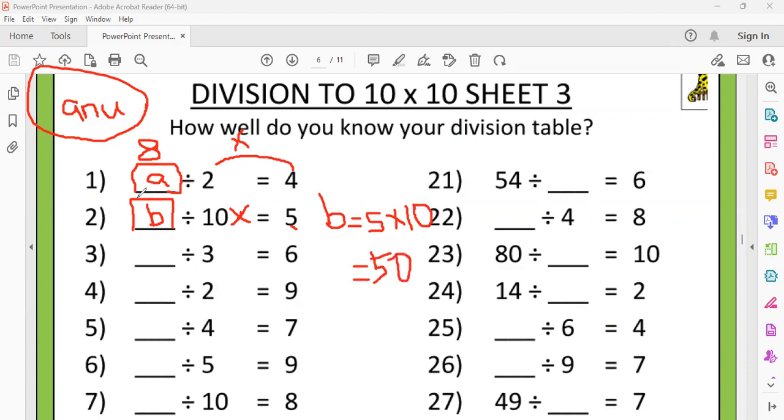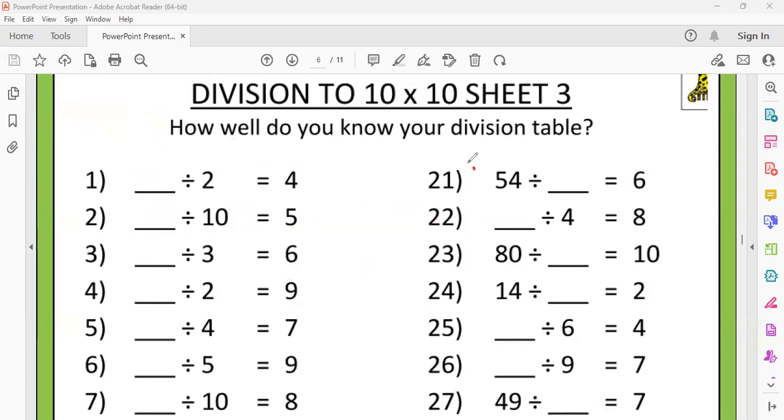So you just have to write out 50 there. Okay? You just write 50 here. So what's the answer here? Something divide by 3. I got 6. So 6 times 3, answer back 18. Your dividend, your divisor, your quotient. Again, dividend, divisor, quotient. Now look over on the right, and look at question number 21.